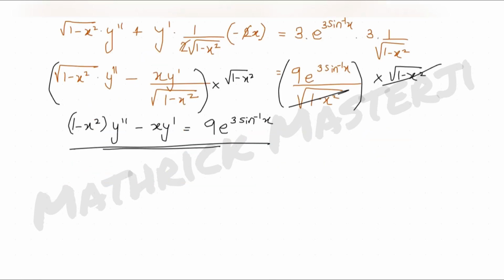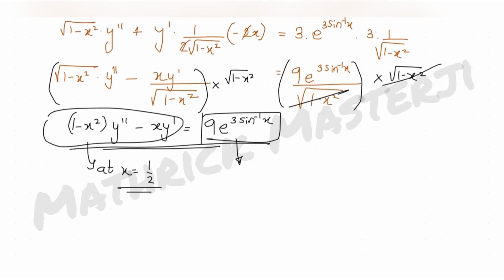So I have to find the value of this entire expression at x equals half. Basically, I am putting x equals half in this expression. So I get 9 e raised to 3 sine inverse of half. And sine inverse of half is nothing but 30 degrees. So 30 degrees is nothing but pi over 6. That gives me 9 e raised to pi over 2.